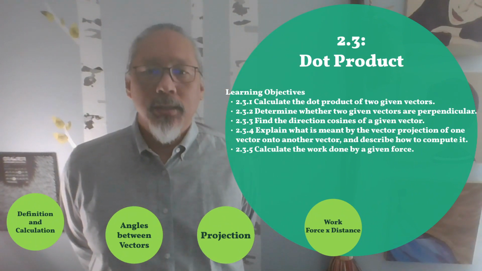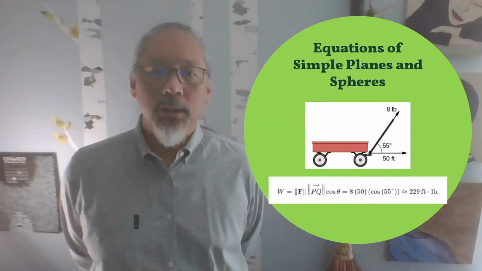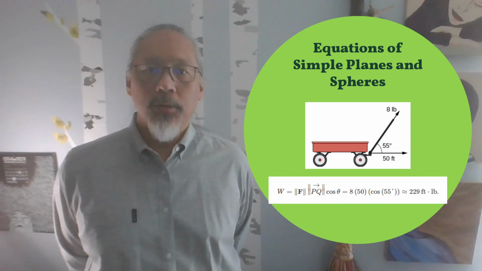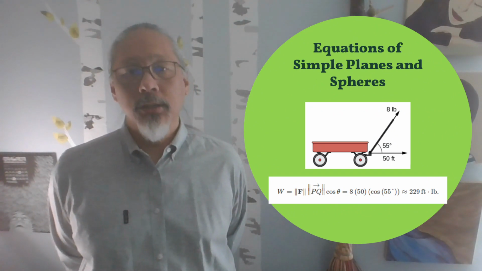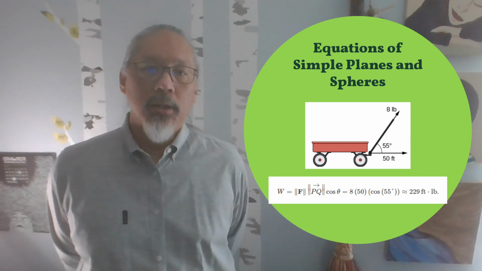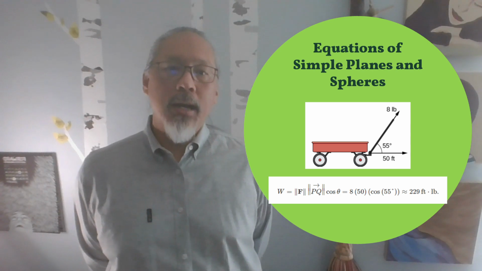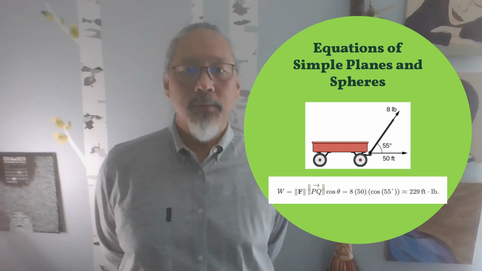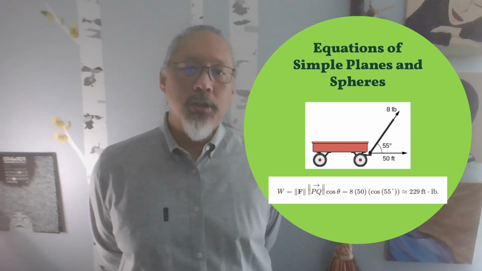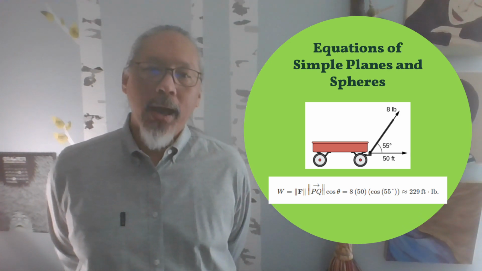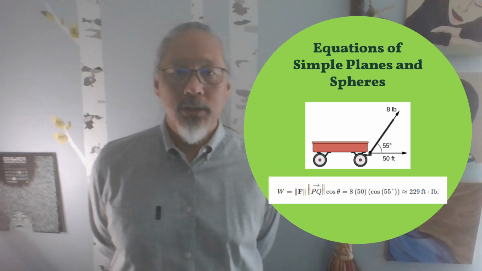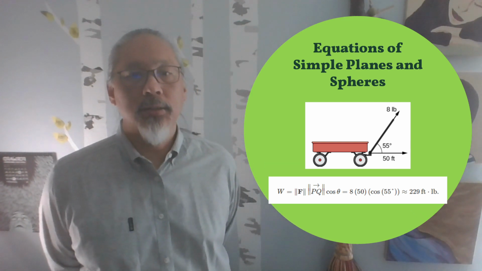Finally, we're going to apply some ideas behind the dot product with work. It turns out that work, which we knew as force times distance, is very intimately related with vectors. So take a force of, let's say, 8 pounds, pulling a wagon at a 55-degree angle, pulling it upward towards us. If we're going to move this wagon 50 feet, the amount of work it's going to take is simply the dot product of those two vectors.